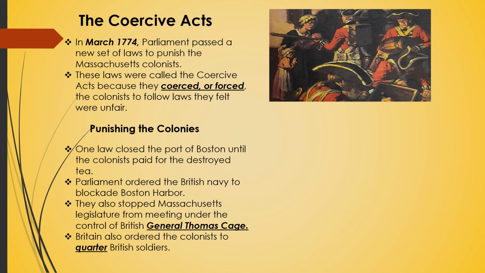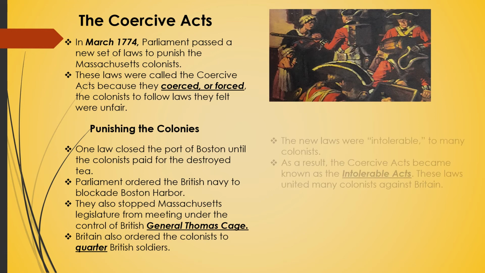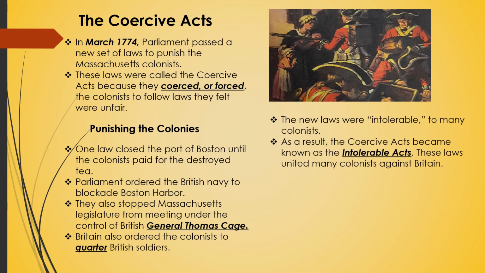Closing the port of Boston was designed to punish the colonists by interfering with trade. Then it put the colony under the control of the British general named Thomas Gage, and all town meetings had to be approved by him. Britain also ordered the colonists to quarter the British soldiers. Remember, quartering was an order that forced colonists to give food and housing to the soldiers.